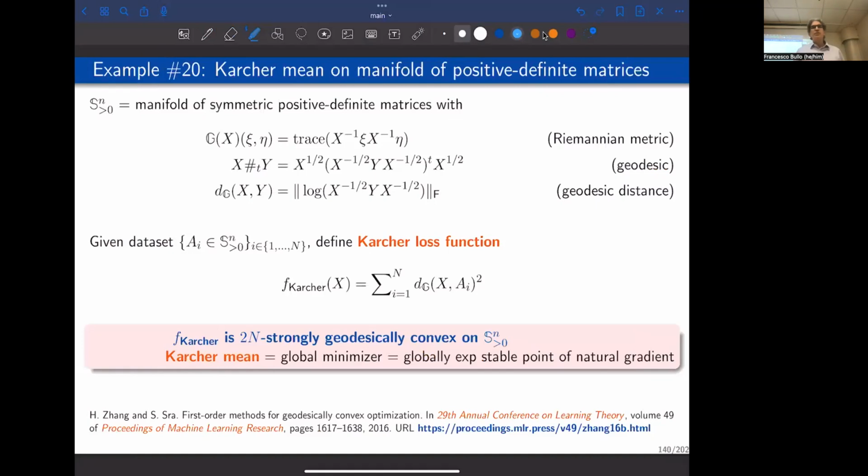And with this, I would like to point to a wonderful paper by Suvrit Sra in the annual Conference on Learning Theory just a couple of years back, entitled First-Order Methods for Geodesically Convex Optimization. So there's a whole area of optimization on Riemannian manifolds and matrix manifolds, and with a little bit of luck, you can use contractivity there as well. Any questions at this time?